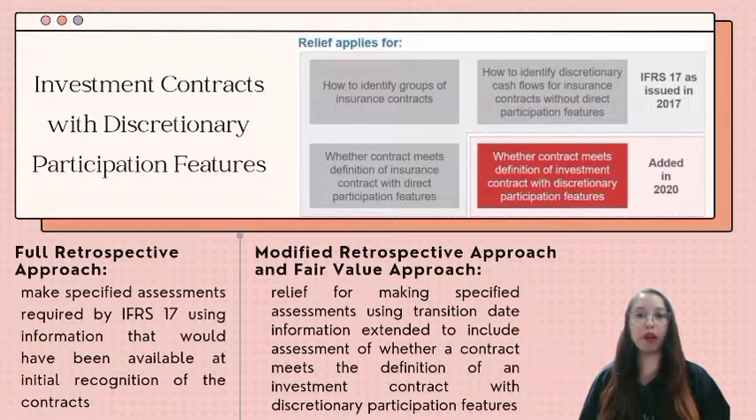So una po yung pag-identify ng groups of insurance contracts, next po yung pag-identify ng discretionary cash flows for insurance contracts without direct participation features, and next po yung pag-assess sa contracts kung nami-meet po nito yung definition ng insurance contracts with direct participation features. Yung amendment po sa IFRS 17, in-extend po nila yung relief dito para maisama po yung further assessment about sa contract kung nami-meet ba nito yung definition ng investment contract with discretionary participation features.